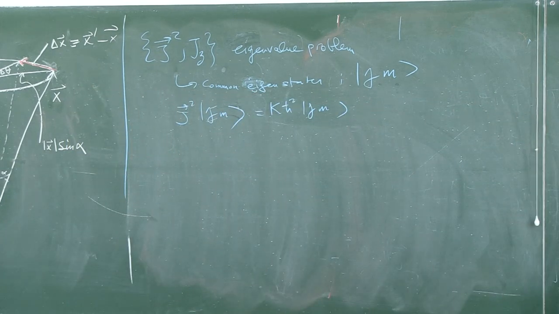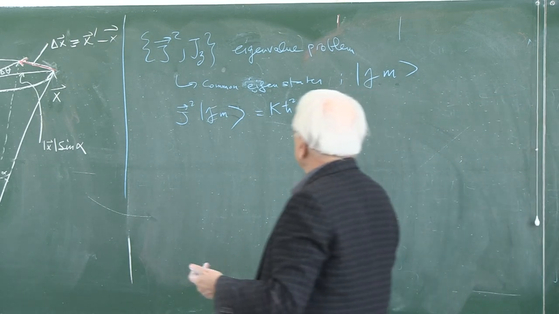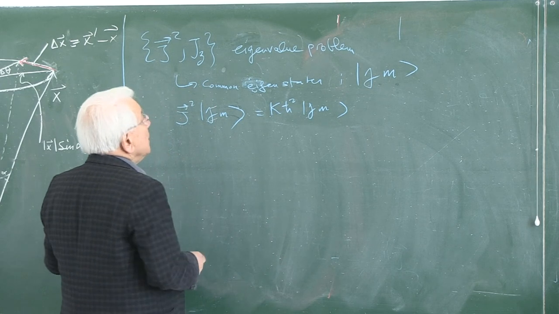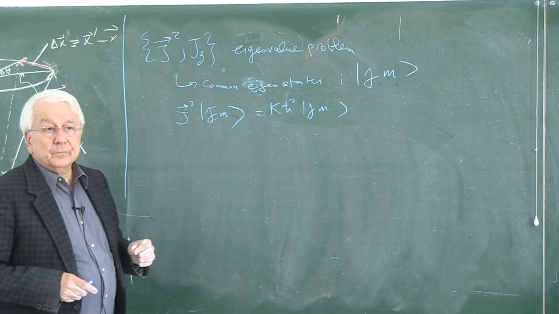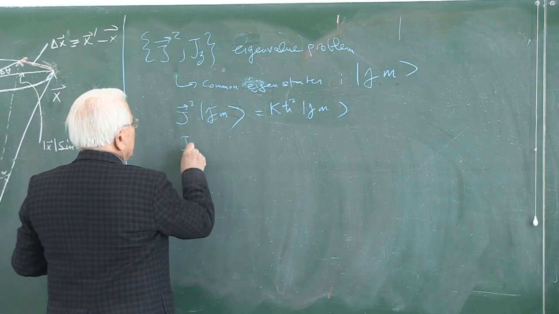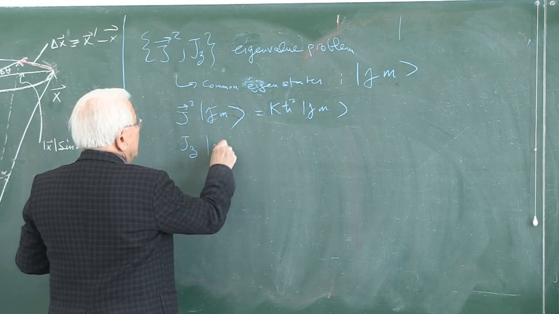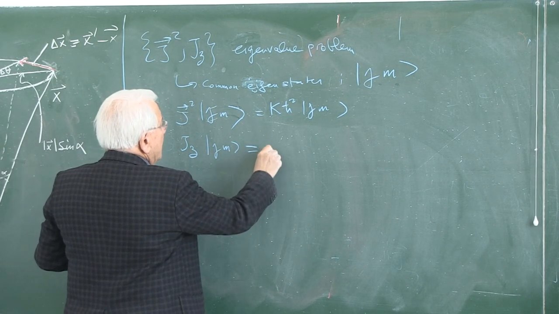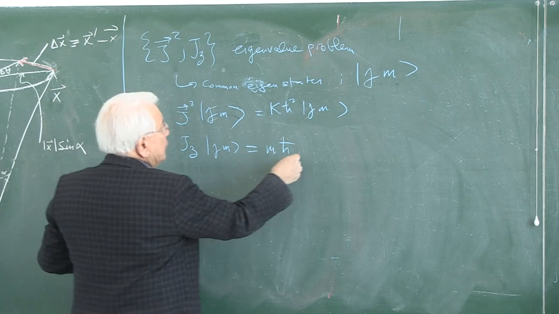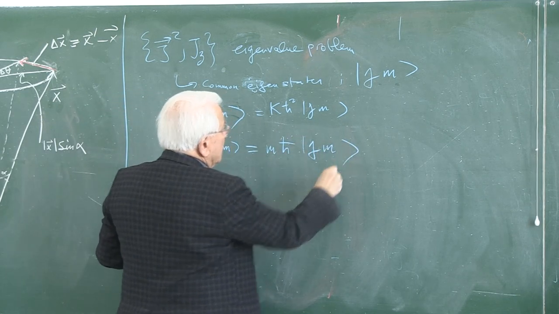X and P. P is H bar times d by dX. So X and d by dX kill each other, the dimensions cancel. There's an H bar in the J and H bar squared in the J squared. So it is a nice definition to call it H bar squared. Okay. J_z on J M gives M H bar, that's the dimensionless number, J and M.